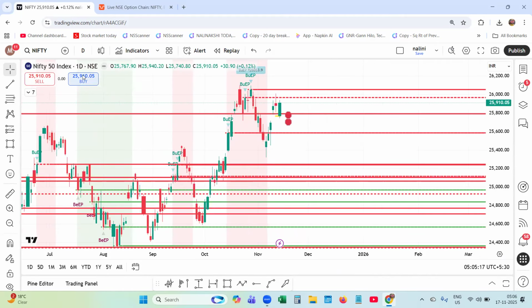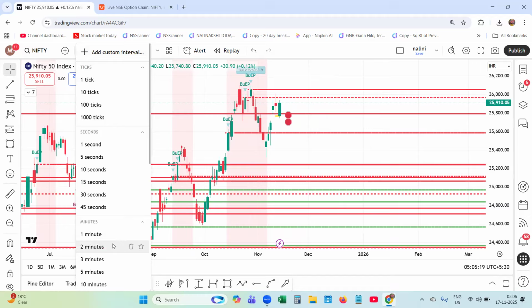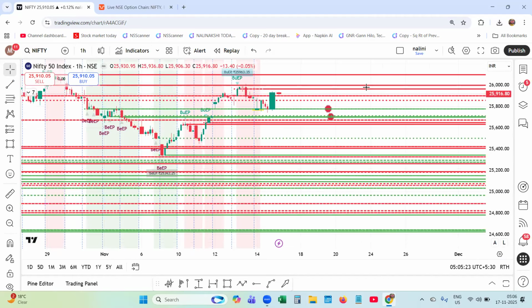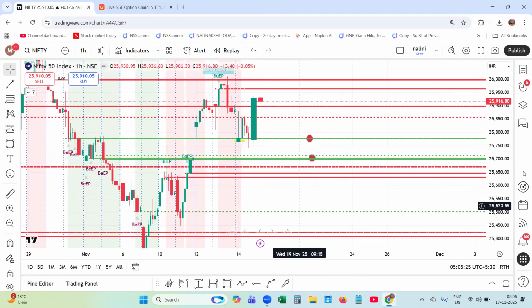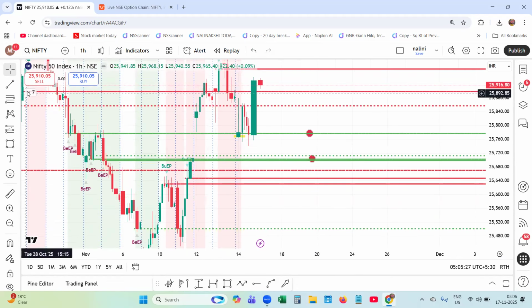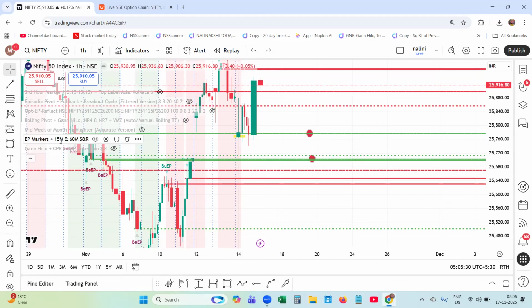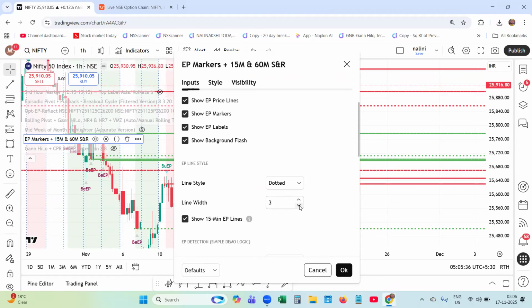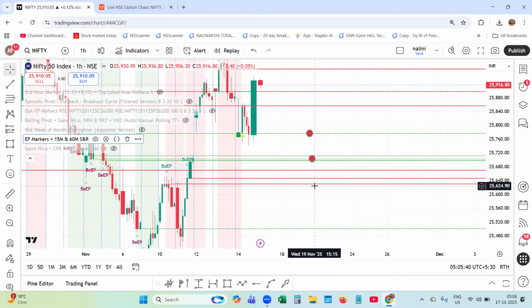Very lately, if you want to go for that, I'll make the chart hourly. Let me make it a little bit less darker. This is the indicator, actually the EP marker indicator. Let me go to the settings and make it a little bit less, so that it will not hurt your eyes. These lines run through that.